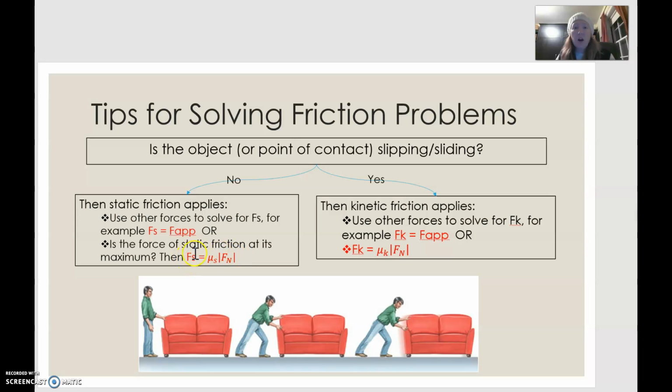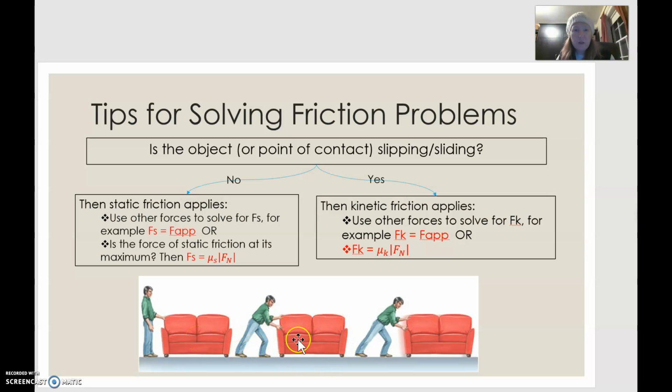Don't just blindly always use this formula, because what if the force of friction is not at its maximum? Look at dude right here. He's not even pushing the couch. What is the force of friction? Zero. So don't just plug stuff in here. That will be a trick question sometimes. So if there's no applied force, dude's not pushing the couch, applied force is zero, static friction is zero, it's just not even applicable.